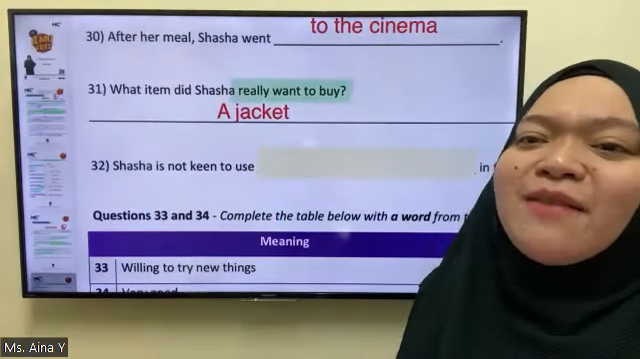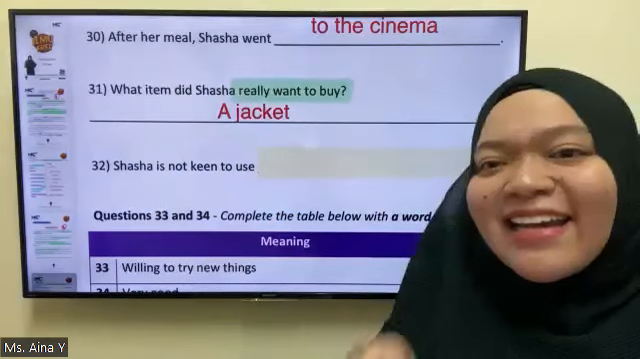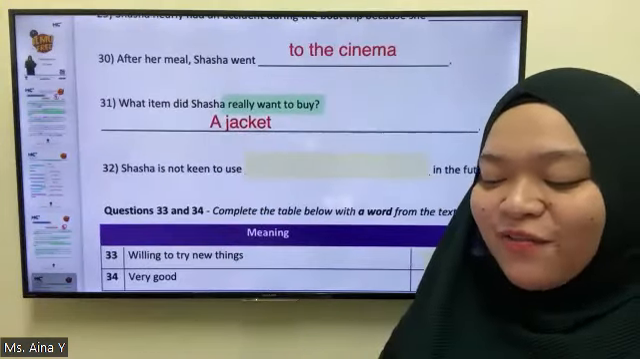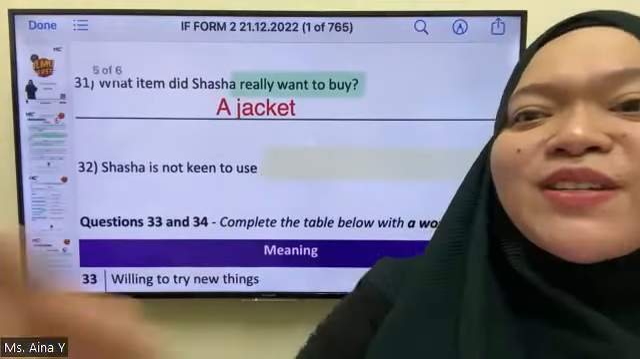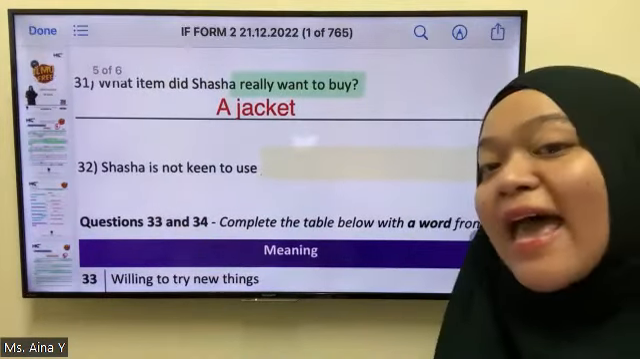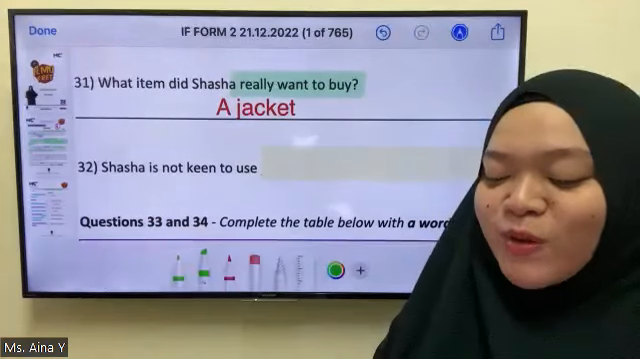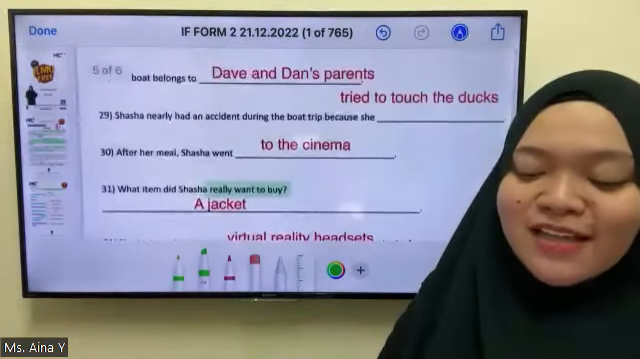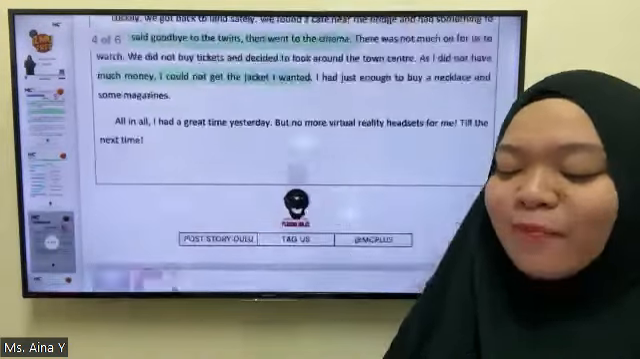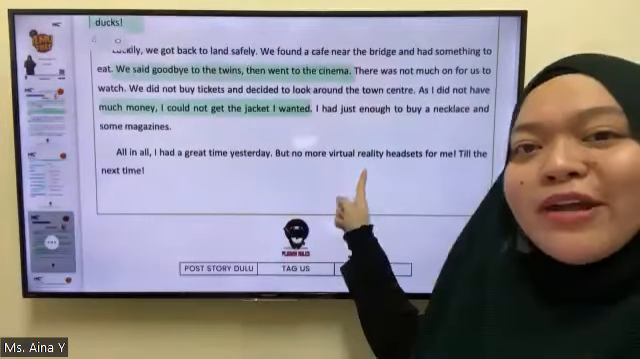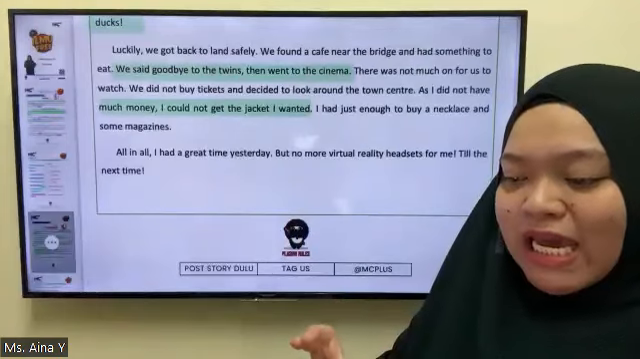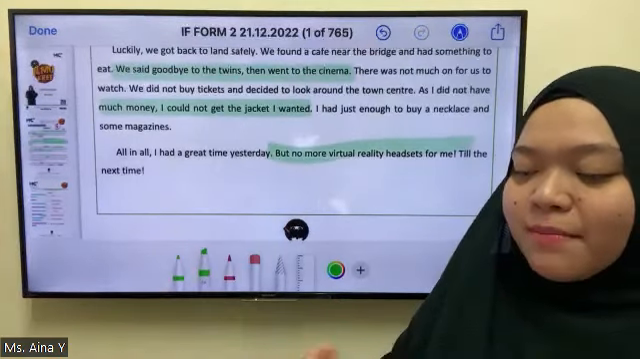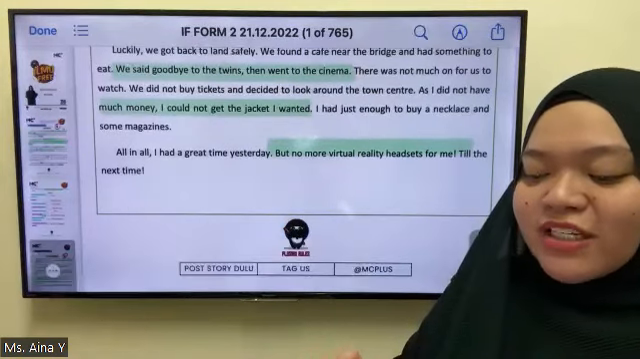So what's the answer? Yes. It was the virtual reality headset. Why? Look at the last paragraph. She said that, but no more virtual reality headsets for me. Kata tak mau dah lah guna VR headset tu. Pening. That's why she said that.